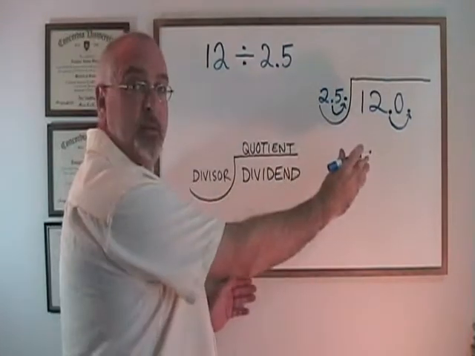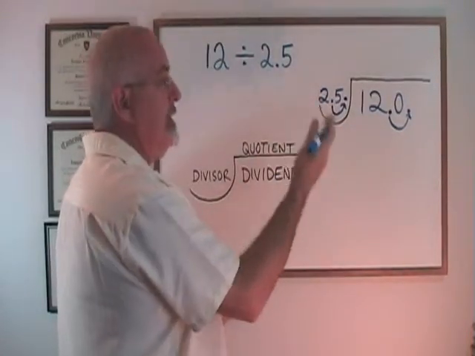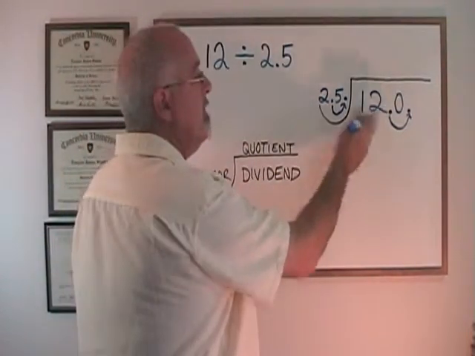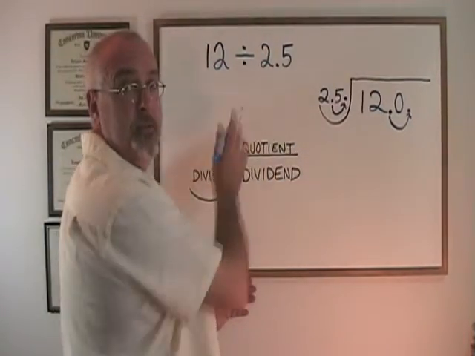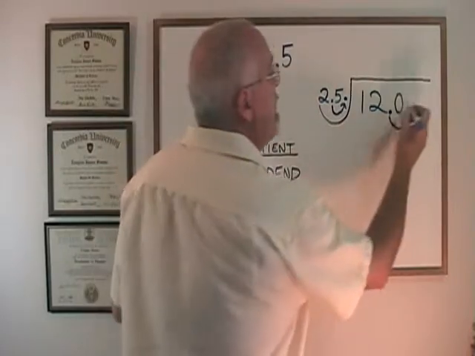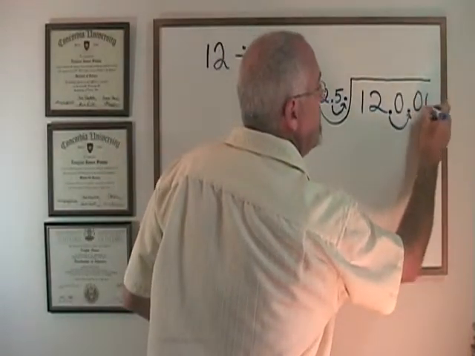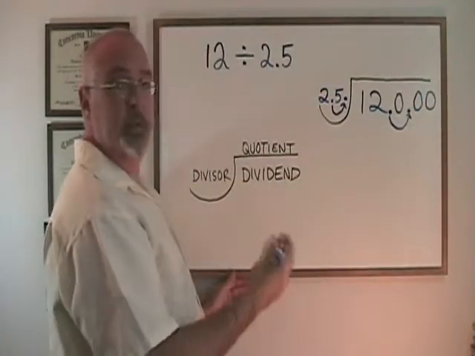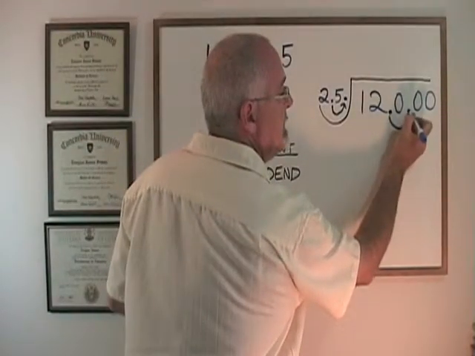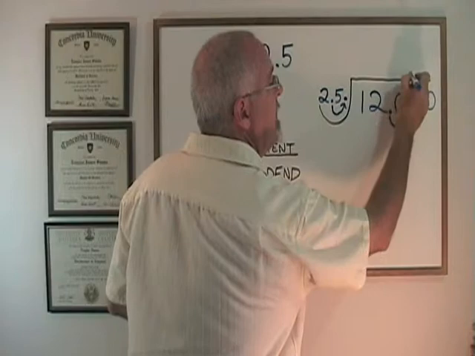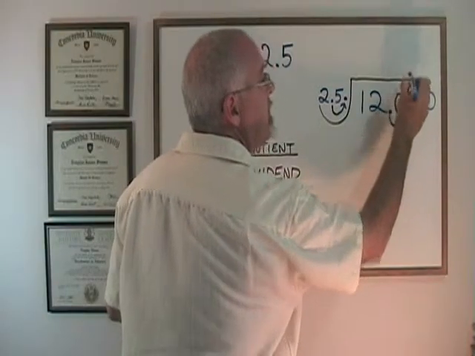Now I'm set up to do my division, and it looks now that I'm dividing 120 divided by 25, which is equivalent to this division. I put extra zeros, as many of them as I want, to the right of the decimal in my dividend, and the new position of the decimal in the dividend, I put the decimal in the quotient right above that.